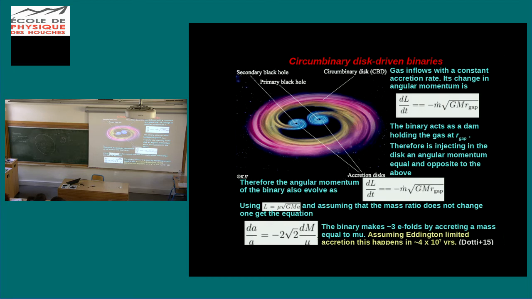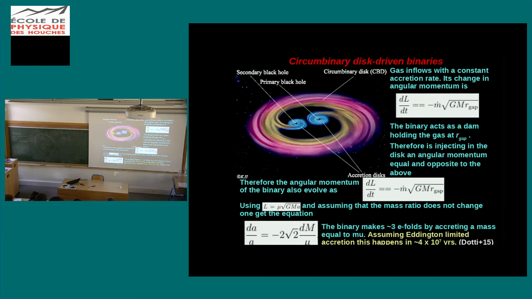Now, assuming that the binary is circular, its angular momentum is the reduced mass times square root of G M, the total mass, times a. So you can compute the evolution of the binary by computing L dot and equating it to this, and you find an equation for dA over A equal to minus 2 square root of 2 dm over mu, which is the reduced mass. And this equation tells you right away that you essentially have 3 e-folds in separation by accreting a mass that is equal to the reduced mass of the binary. So if you are able to feed the disk, to stop an amount of mass of the order of the mass of the binary, you can efficiently shrink the binary because of this angular momentum transfer.